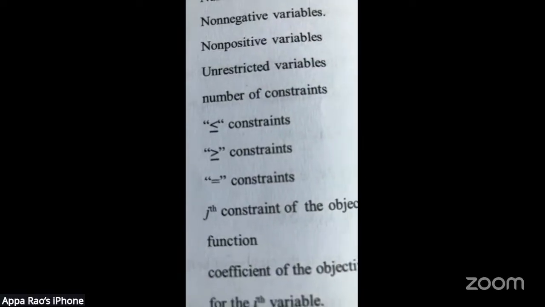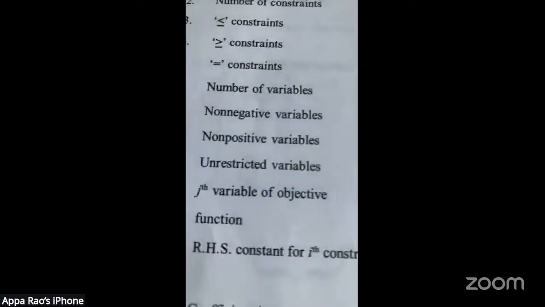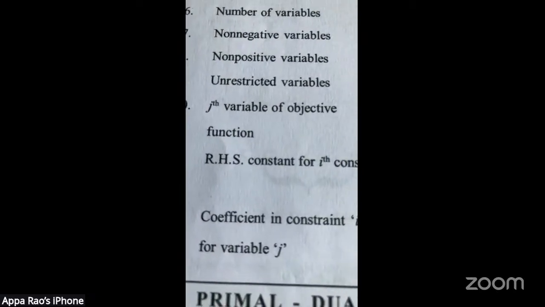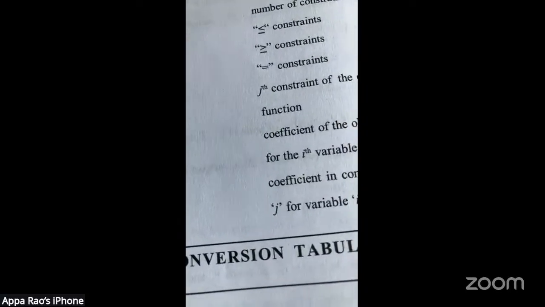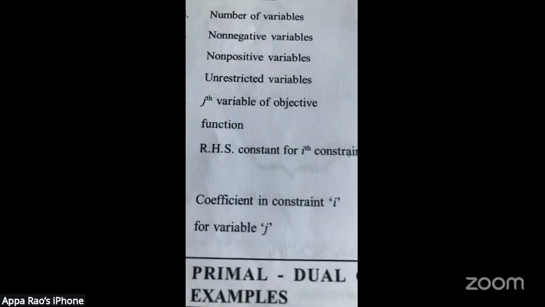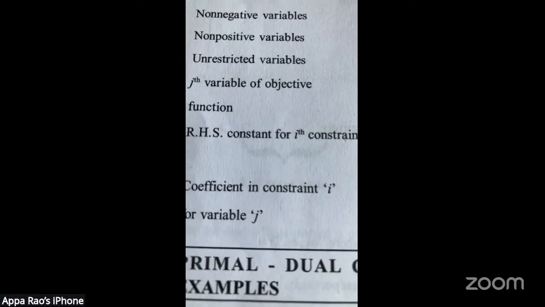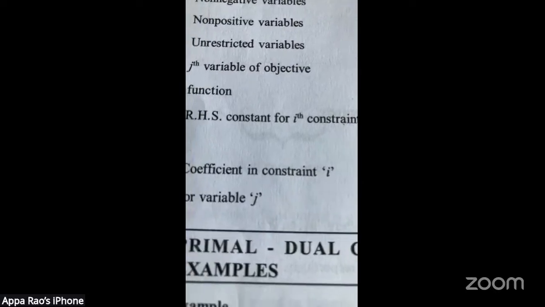Equal constraints correspond to unrestricted variables. Number of variables in the primal: non-negative variables correspond to less than or equal to constraints, non-positive variables correspond to greater than or equal to constraints, and unrestricted variables correspond to equal constraints.